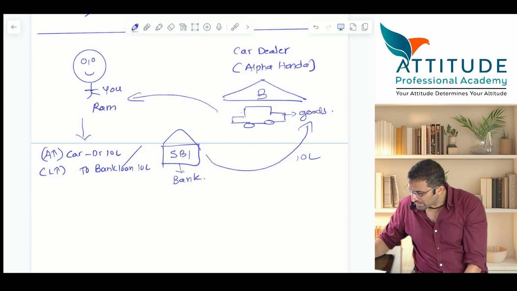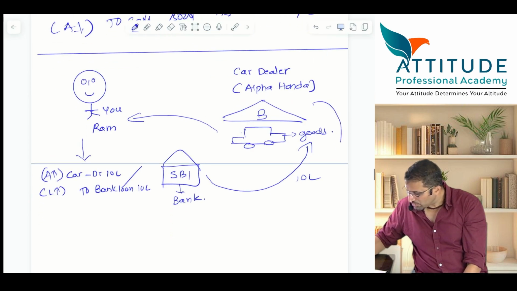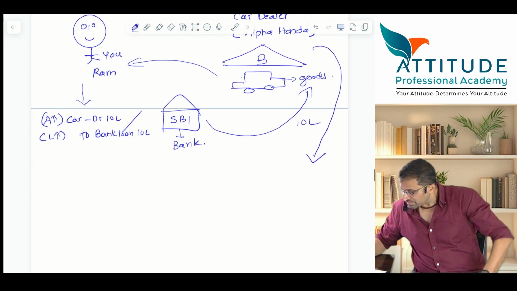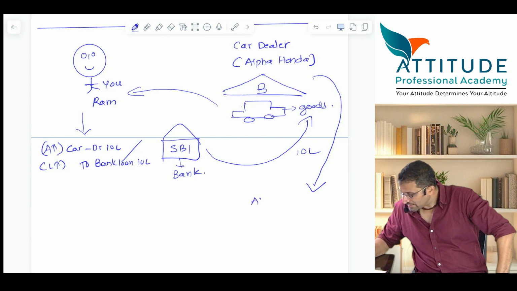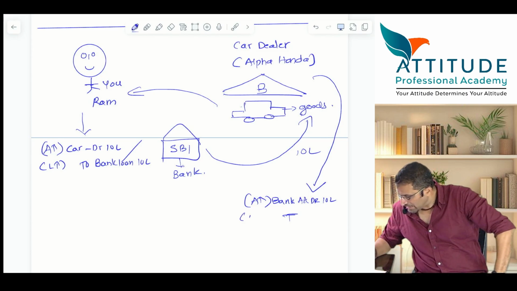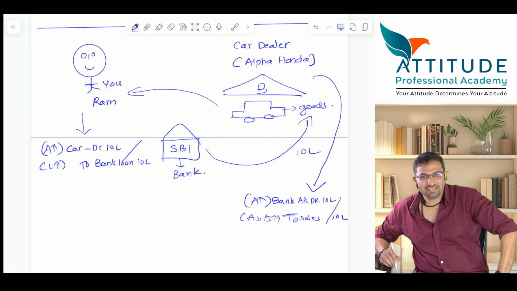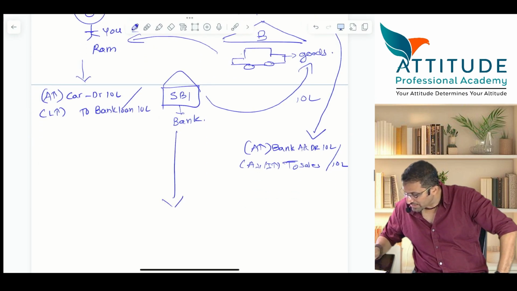Please tell me, what is the journal entry in the books of Alpha Honda? In the books of Alpha Honda, some entries will come. Alpha Honda has sold the goods, and he got the money also via bank, so asset increases, bank account debit. Bank account, how much? 10 lakhs. To sales. For him, these are goods, so either asset reduces or income increases. So to sales, how much? 10 lakhs.